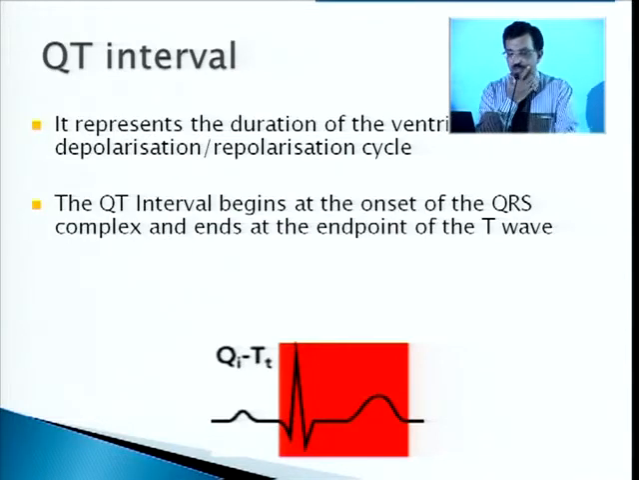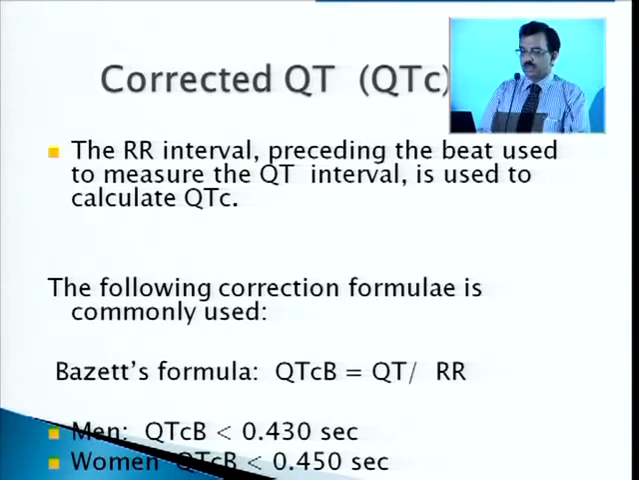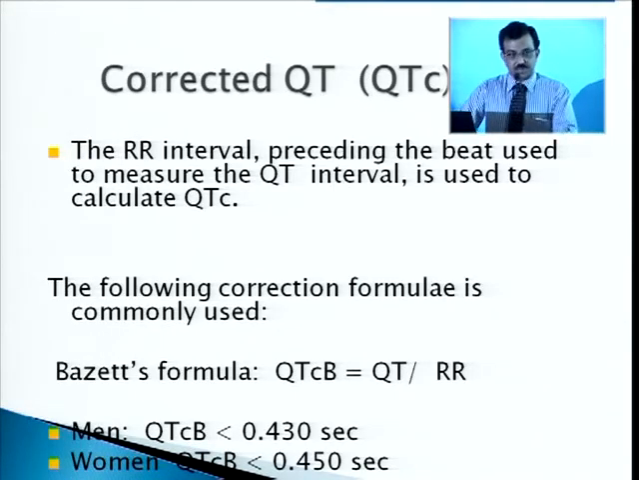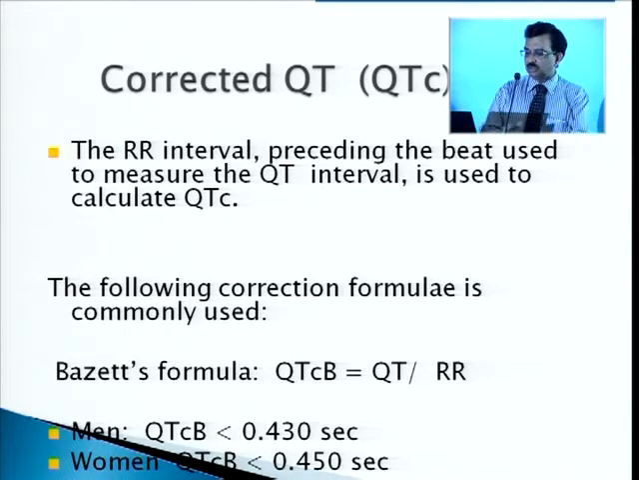The QT interval is very important. It is also a representation of the ventricular depolarization as well as repolarization cycle. That combination is the QT interval, and it begins at the onset of QRS and ends at the end of the T wave. The corrected QT interval, QTc, is very important. By the Bazett formula, it is QT divided by the square root of the RR interval. Men and women differ: it should be less than 0.43 in men and less than 0.45 in women.